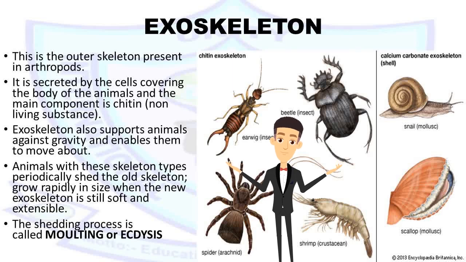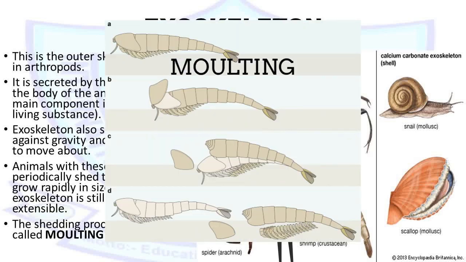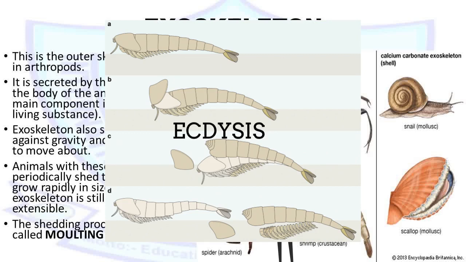Exoskeleton. This is the outer skeleton present in arthropods. It is secreted by the cells covering the body of the animals, and the main component is chitin, a non-living substance. Exoskeleton also supports animals against gravity and enables them to move about. Animals with this skeleton type periodically shed the old skeleton and grow rapidly in size while the new exoskeleton is still soft and extensible. The shedding process is called molting or ecdysis.